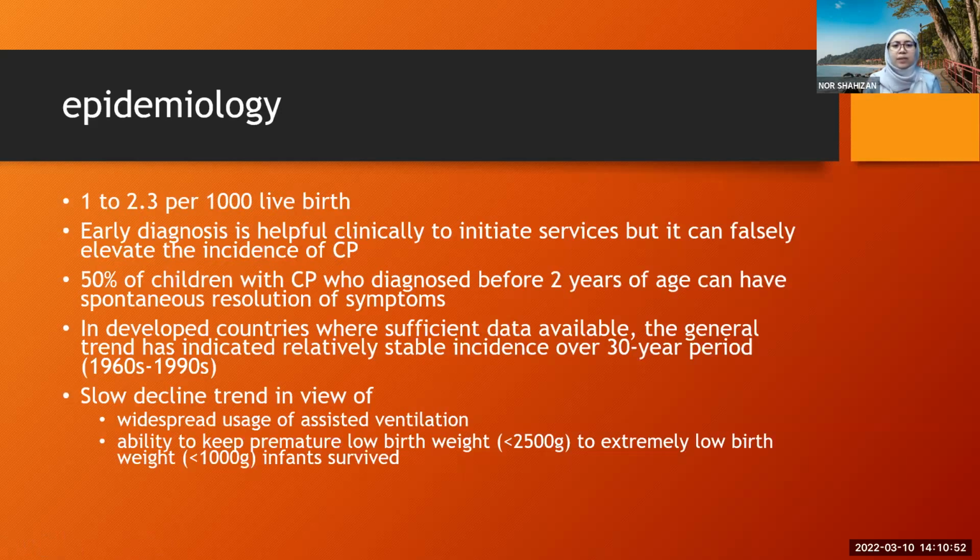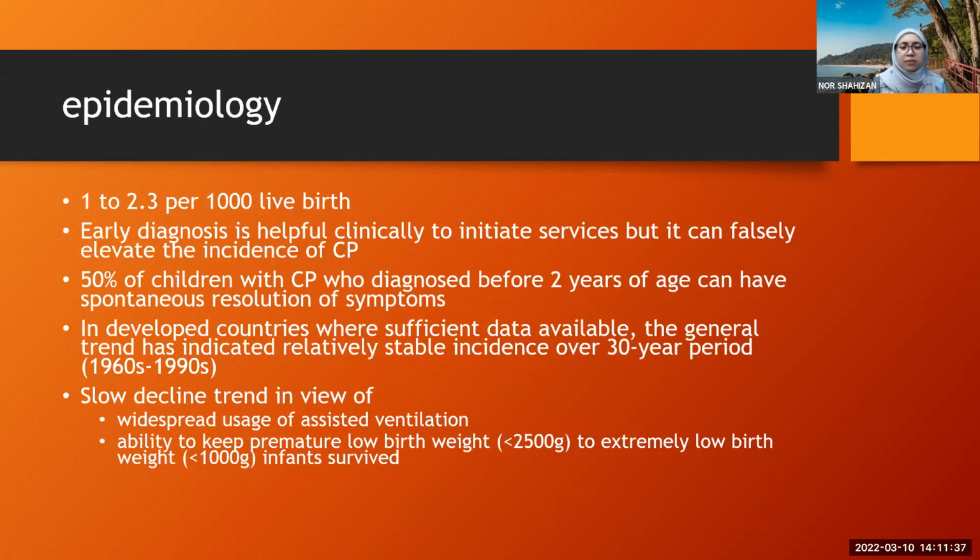Early diagnosis is helpful to initiate services, but of course it can falsely elevate the incidence of CP. When you diagnose early, the incidence will increase, but maybe you have falsely diagnosed CP. 50% of children with CP who are diagnosed before 2 years of age can have spontaneous resolution of the symptoms. That's why I say that if you diagnose too early, you will see 50% of children having spontaneous resolution of the symptoms, depending on the brain development of the child.